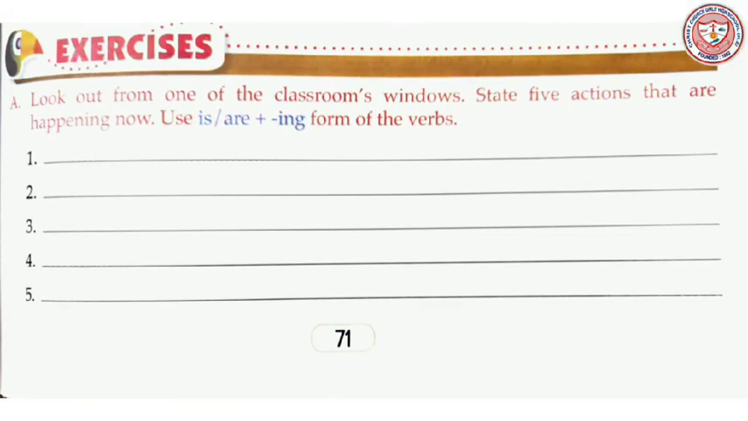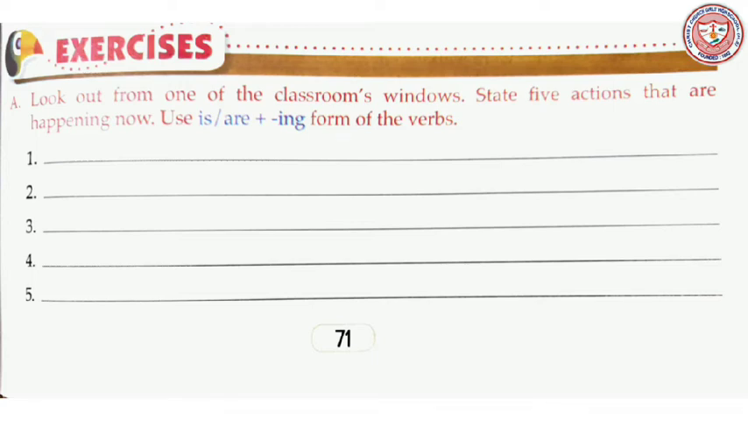Now let's discuss exercises given in the book. A. Look out from one of the classroom's windows. State 5 actions that are happening now.